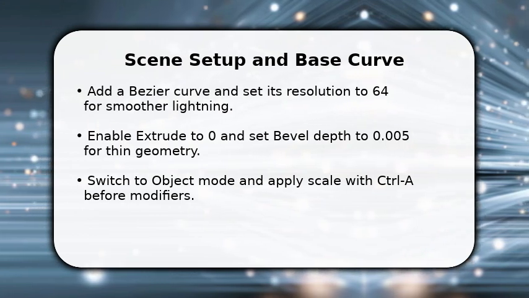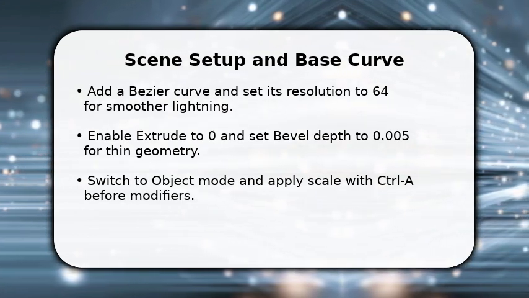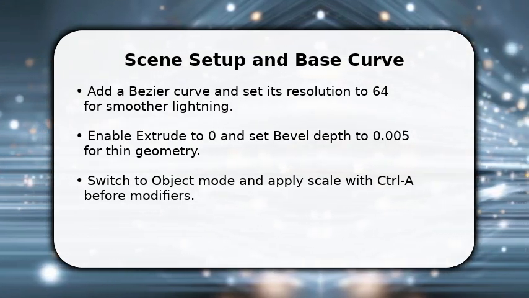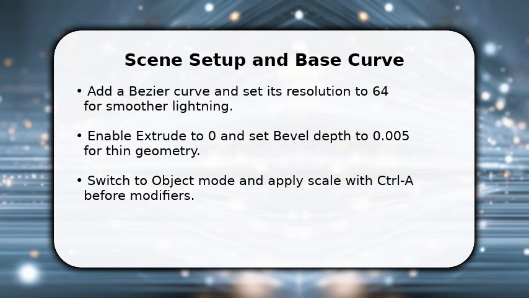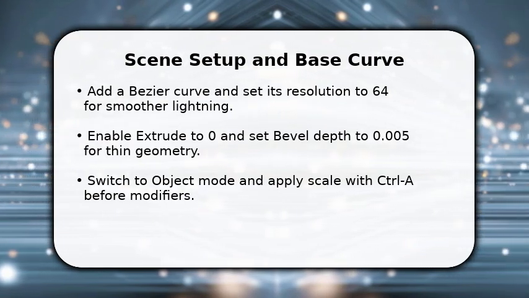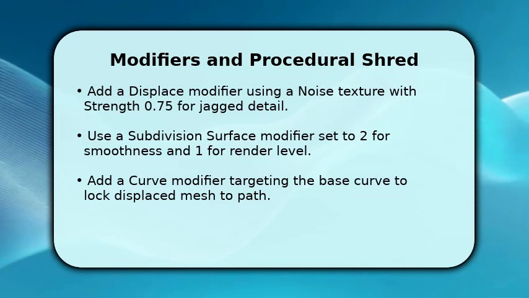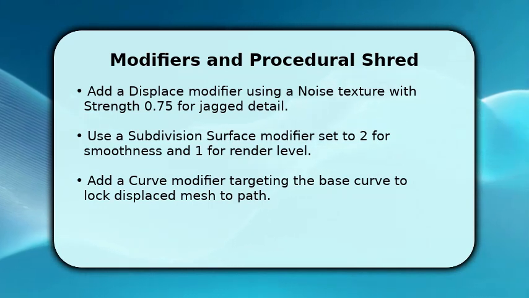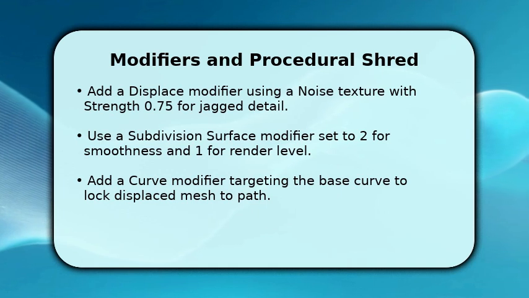Use tilt and radius in edit mode to shape forks and branches along the path. Switch to object mode and apply scale with Ctrl+A before adding modifiers. With your curve selected, convert it to mesh using Alt-C or the Object menu to edit vertices.